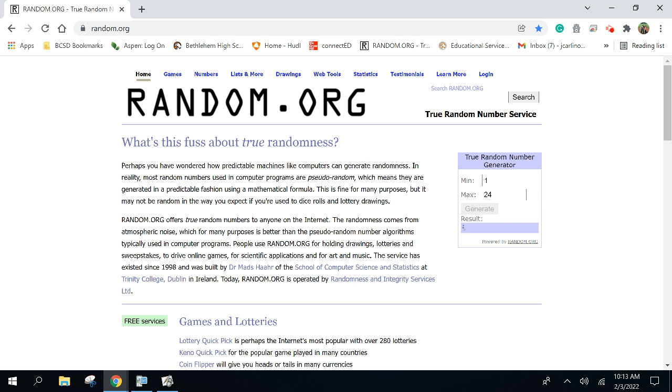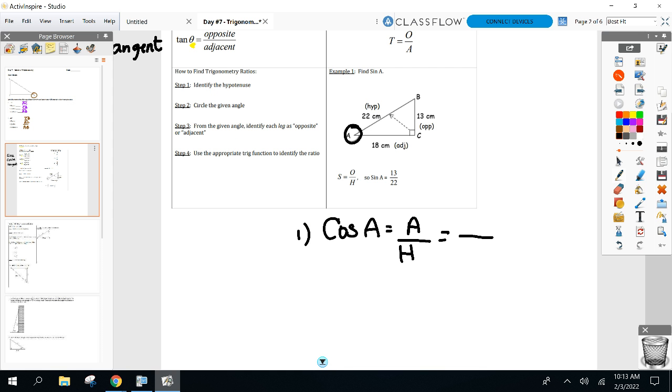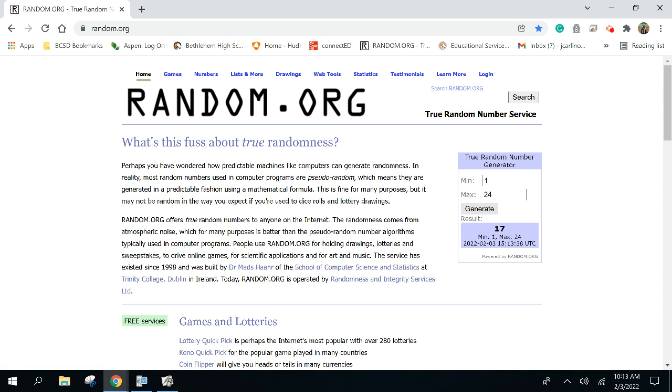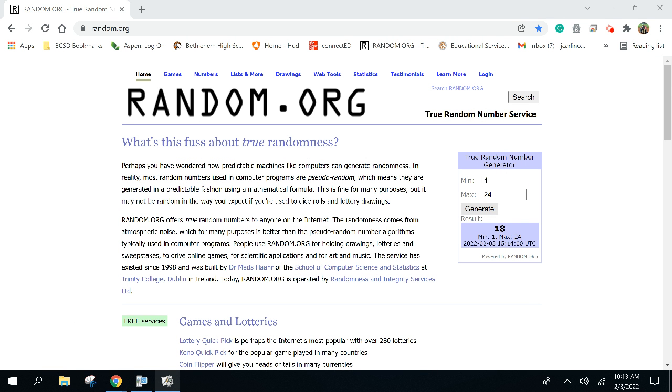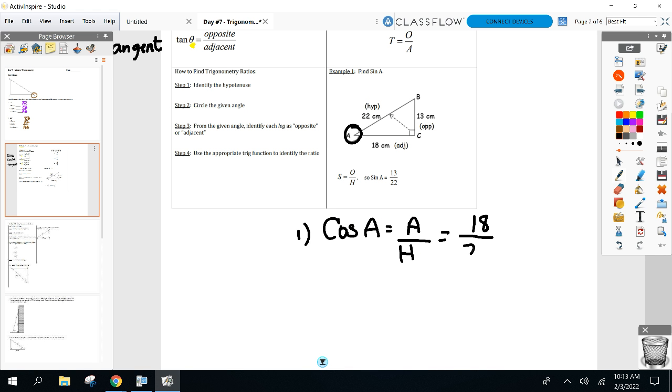Here we go. Let's take somebody new here. What's adjacent to angle A? Next to angle A. That's not the hypotenuse. What is it? Which is how long? 18. So I put 18 in. What's the hypotenuse length here? 22. And that's it. That's the ratio, 18 over 22. I'm not going to require you to reduce. If you do, it's still fine. So the cosine of A is the ratio 18 over 22.